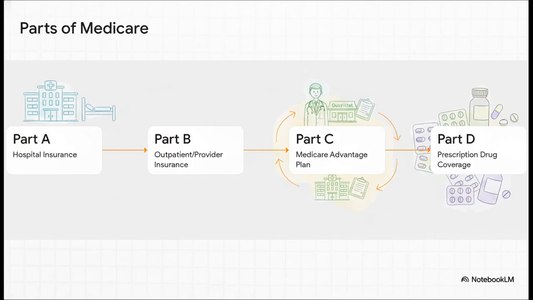And listen, for the NCLEX, you absolutely, positively have to know the parts of Medicare. Just remember this. Part A is for the hospital. Part B is for your doctor visits, outpatient stuff. Part C is the Advantage plan that kind of bundles it all together. And Part D is for drugs. Just say it over and over. A for hospital, B for doctor, C for combo, D for drugs.